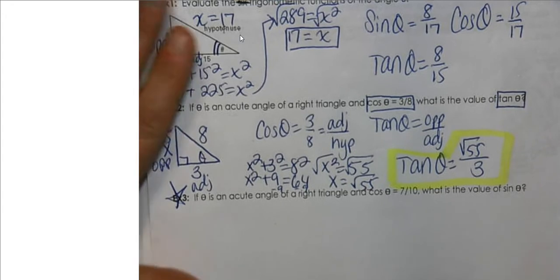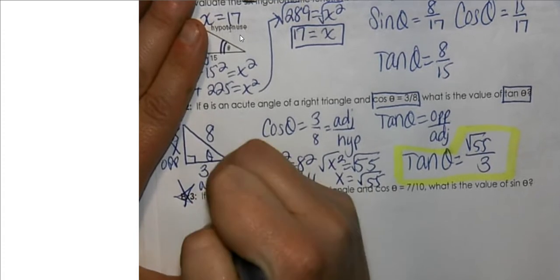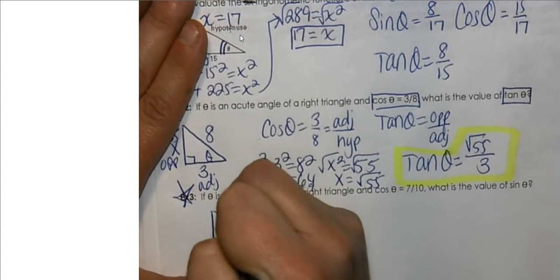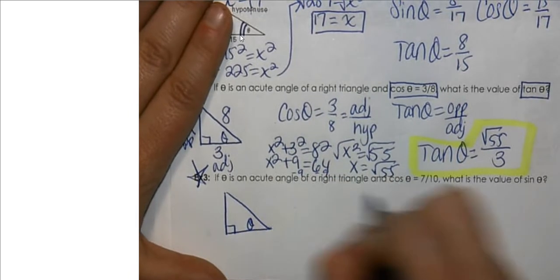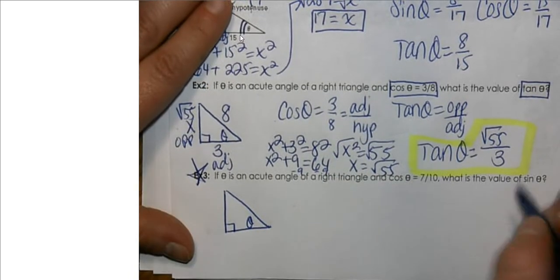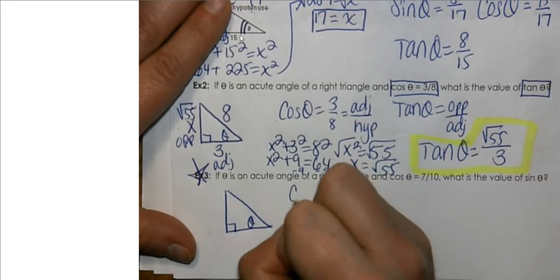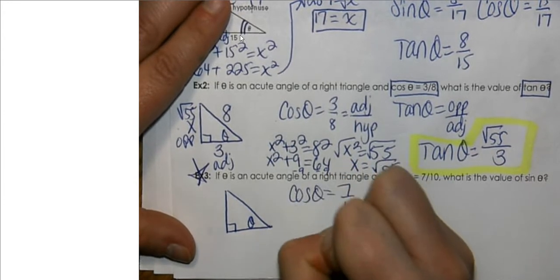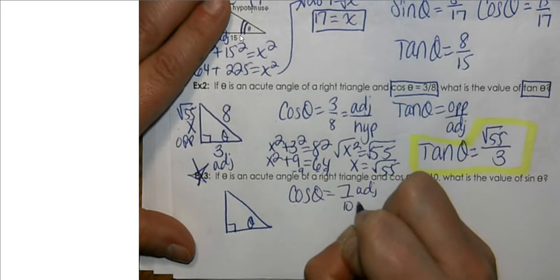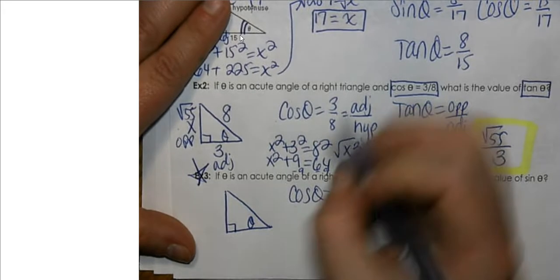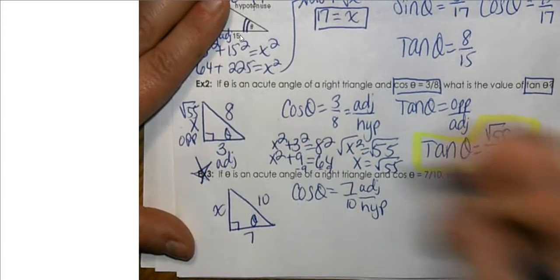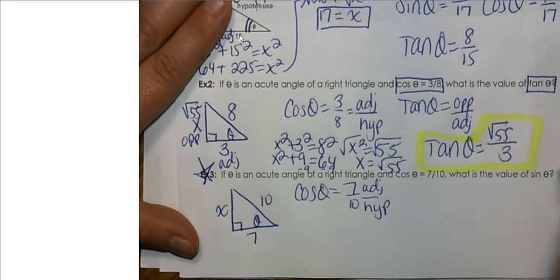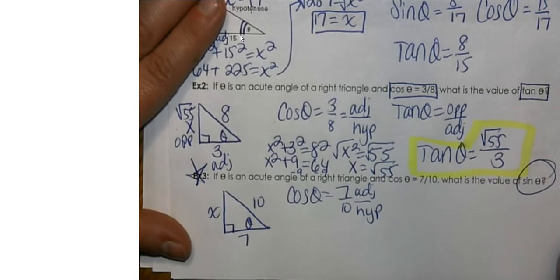In example number 3, as you can see, it was set up in the exact same way as our previous problem. So they say that theta is the acute angle of a right triangle. They're telling us that the cosine of theta is equal to 7/10, which means that we know the adjacent and the hypotenuse. So the hypotenuse is 10 and the adjacent is 7, and we just don't know our opposite. And we want to find sine, and we know that the sine of theta is equal to the opposite divided by the hypotenuse.